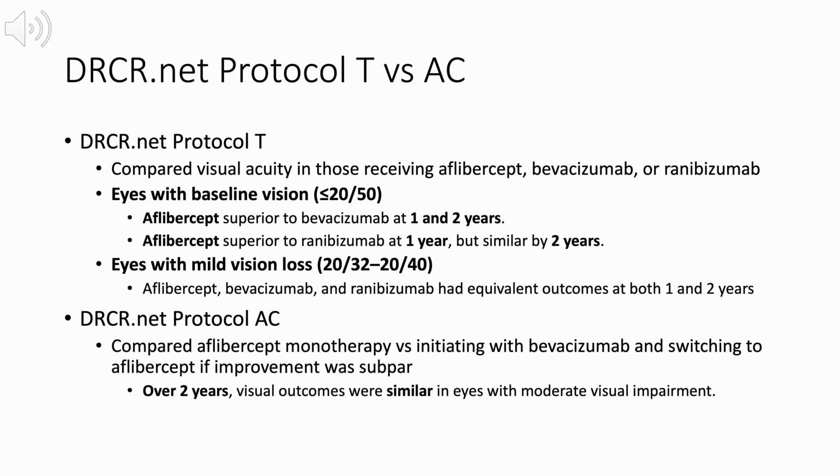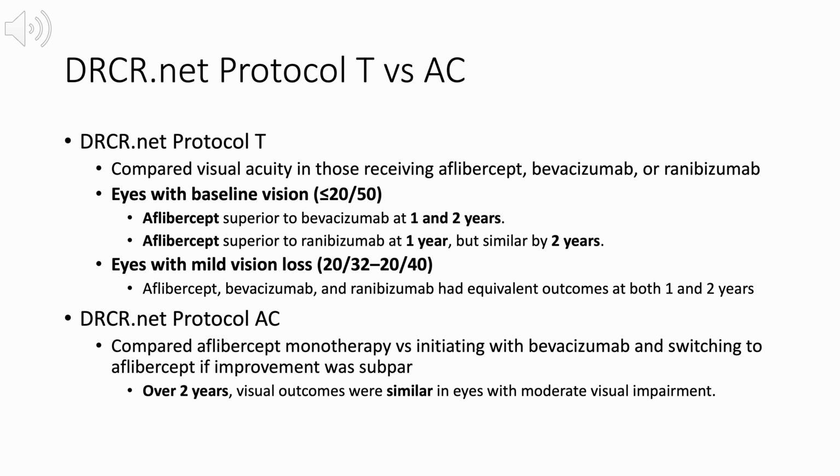In eyes with only mild vision loss, 20/32 to 20/40, aflibercept, bevacizumab, and ranibizumab produced equivalent outcomes at both 1 and 2 years. In this group, agent selection did not affect the visual outcome. The practical implication is significant, since it means that in eyes with good baseline acuity, the least expensive agent may be a reasonable initial choice.